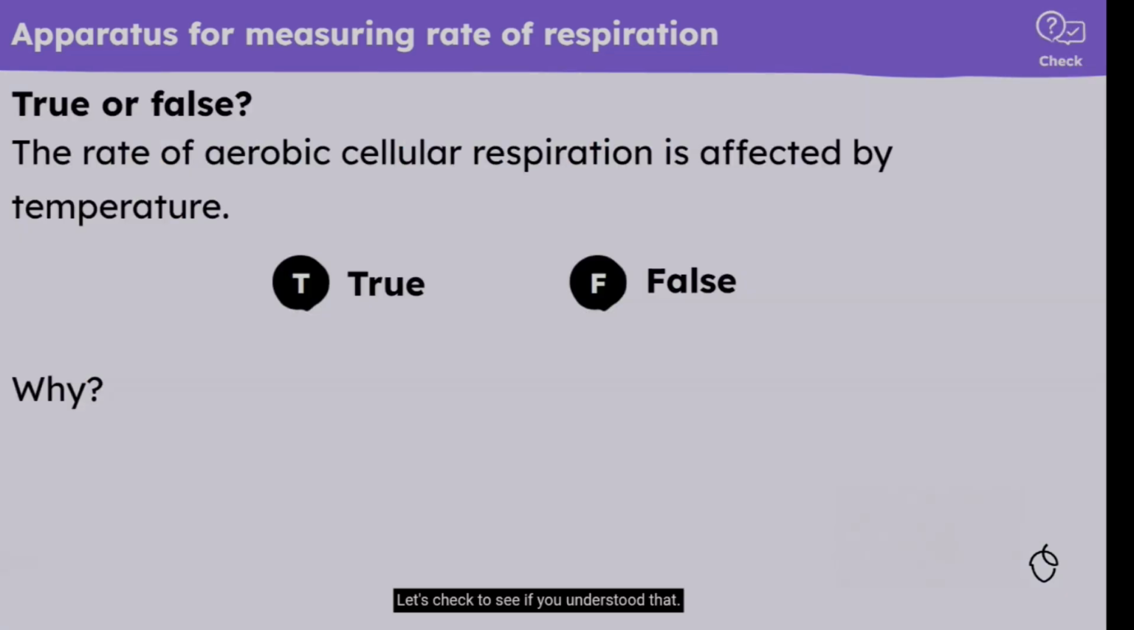Let's check to see if you understood that. The rate of aerobic cellular respiration is affected by temperature. Is that true or is that false? Take 5 seconds. If you want more time, click pause. Click play when you're ready to see the answer.